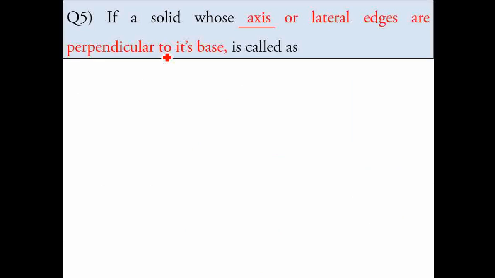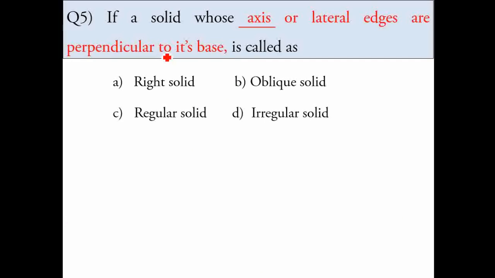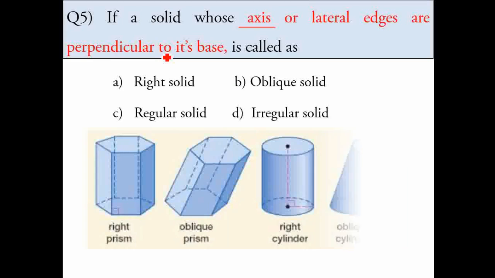Now the next question: a solid whose axis is perpendicular to its base is called, the options are right solid, oblique solid, regular solid, or irregular solid. With the help of this diagram we can understand this. When the axis of the object or the lateral edges of the object are exactly perpendicular to its base. Suppose we consider this first hexagonal prism, which has its edges exactly vertical and perpendicular to the base. You can observe here the edges are perpendicular to the base, and in this also the axis, if you draw it, is exactly perpendicular to the base.